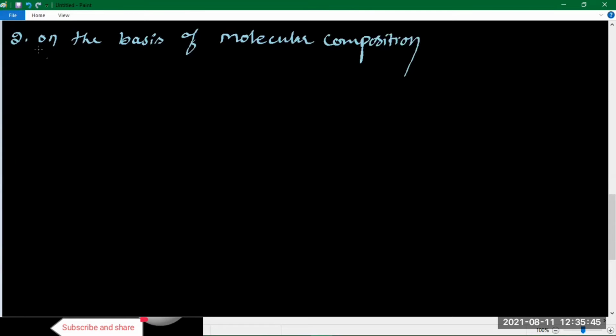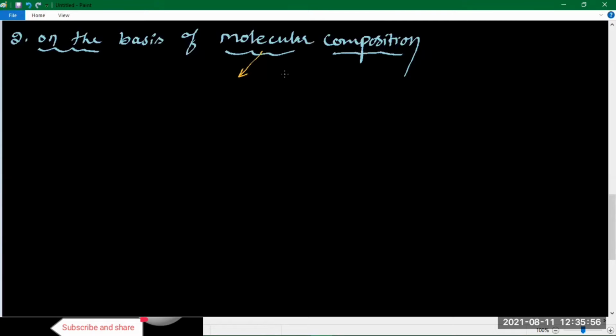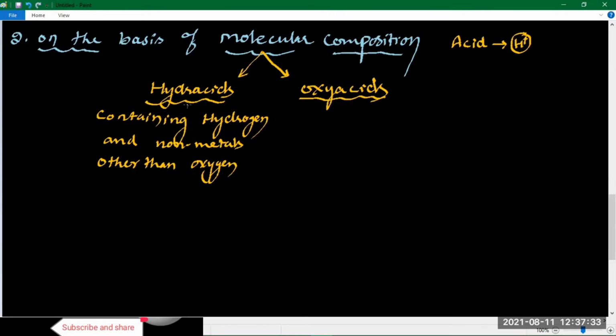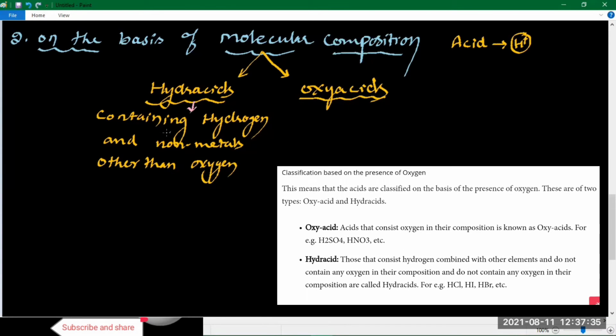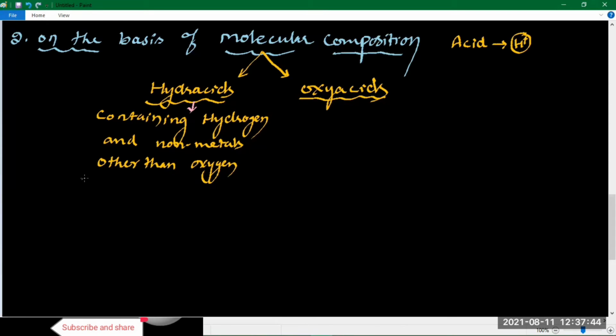On the basis of molecular composition, acids are classified into two categories. You may have seen that a few acids do not contain oxygen, and a few acids contain oxygen. Hydroacids are the acids which contain hydrogen and non-metals other than oxygen. For example, HCl belongs to the hydroacids, HBr belongs to the hydroacids, HF belongs to the hydroacids, and HI, hydrogen iodide, belongs to the hydroacids.